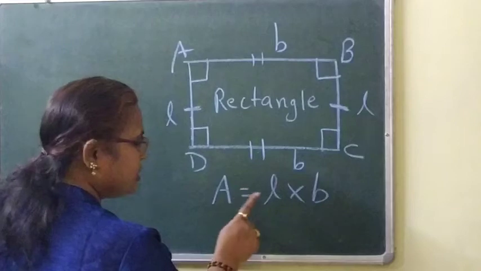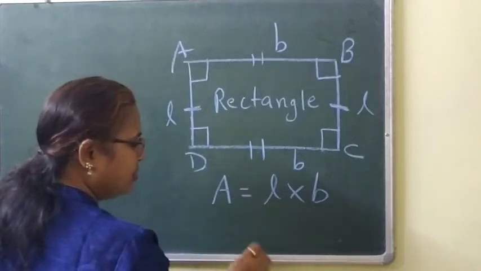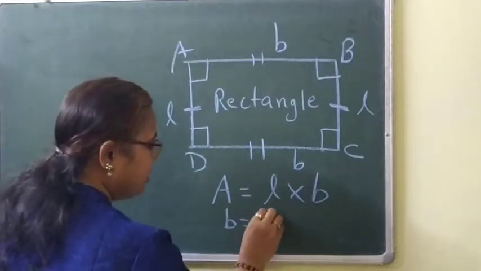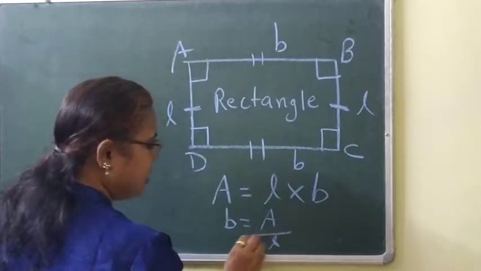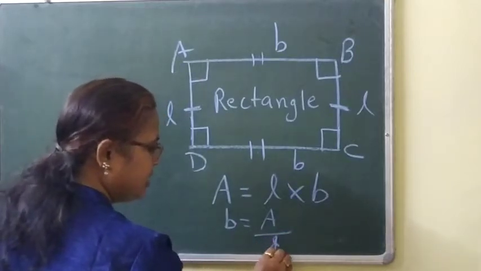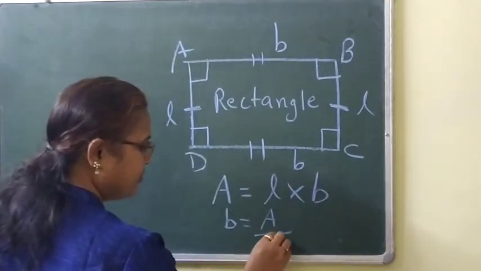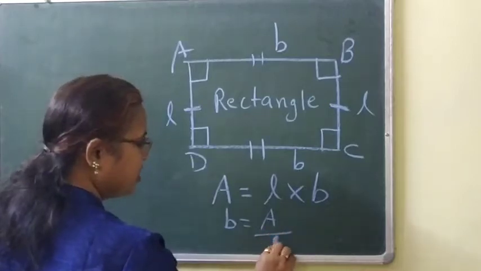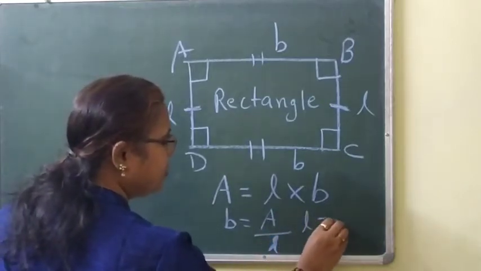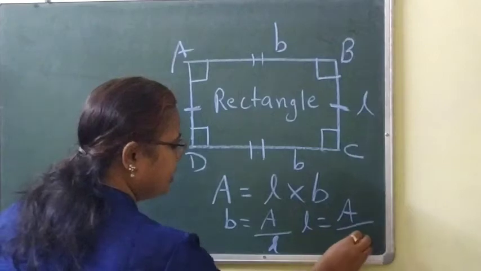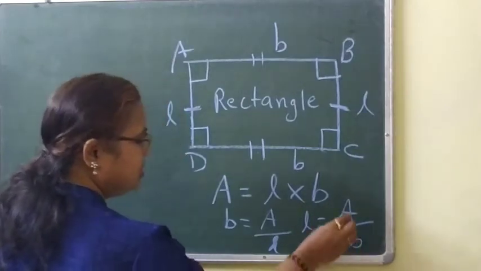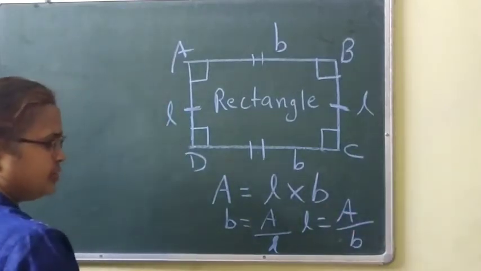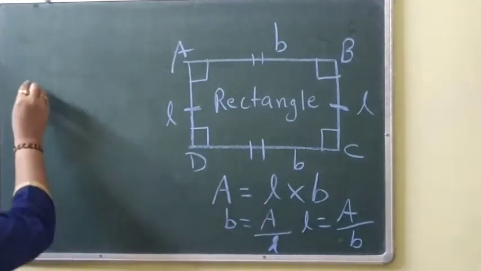If area is given, length is given and you have to find out breadth, then how will you find breadth? Then A divided by L. Clear? A divided by L. Like this you can find it. And if you have to find out L, then A divided by B, means area divided by breadth. Okay. Now next is a square.